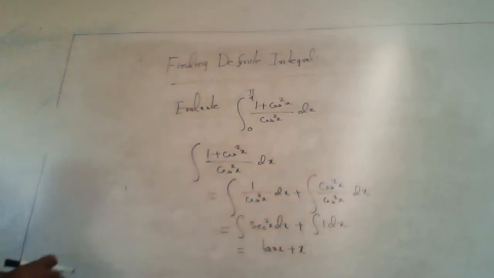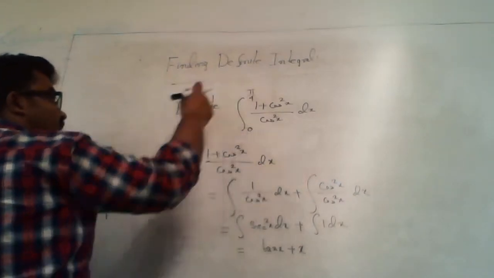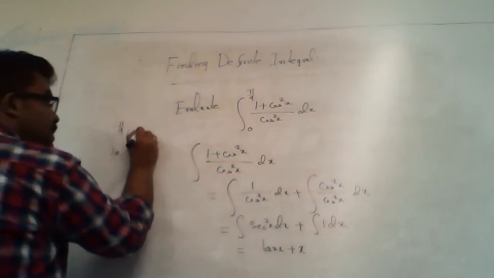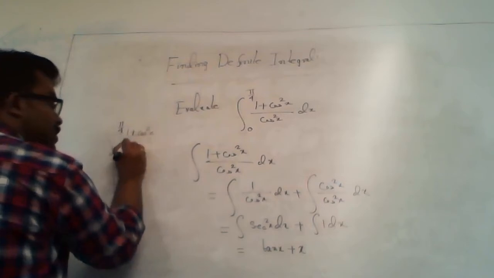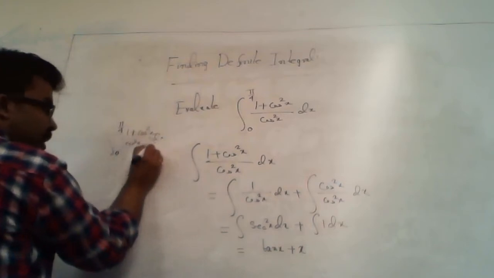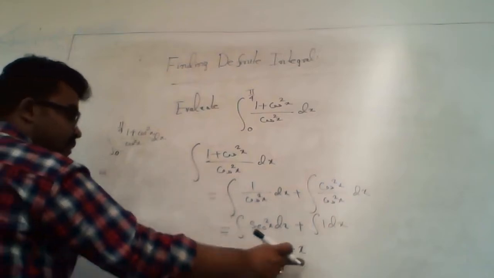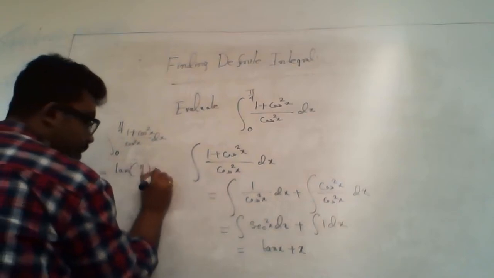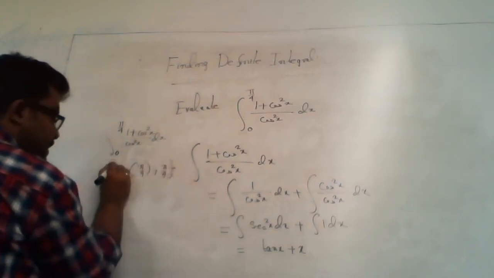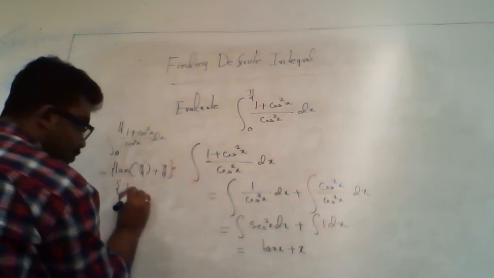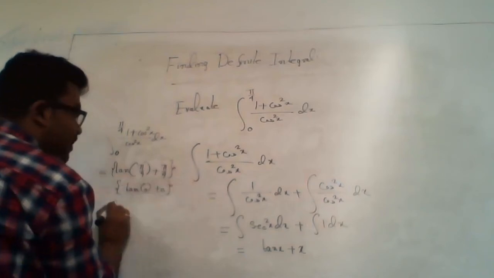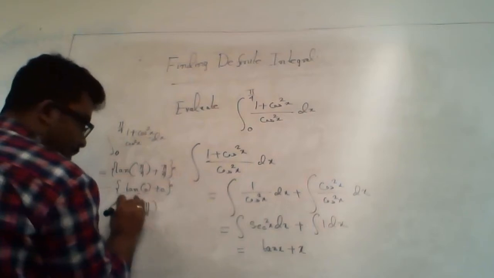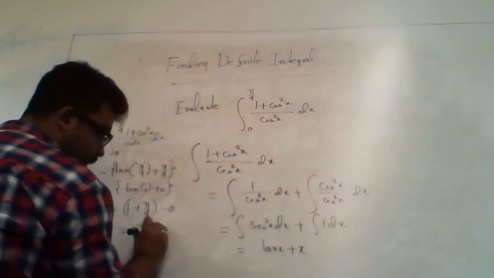Now once you find out the value of the indefinite integral, for the whole thing from 0 to pi by 4 of 1 plus cos square x by cos square x dx, you can find it just by putting the top value and the bottom value and taking their difference. So it will be tan of pi by 4 plus pi by 4 minus tan of 0 plus 0. So tan of pi by 4 is what? 1. So 1 plus pi by 4 minus 0. So this is 1 plus pi by 4.